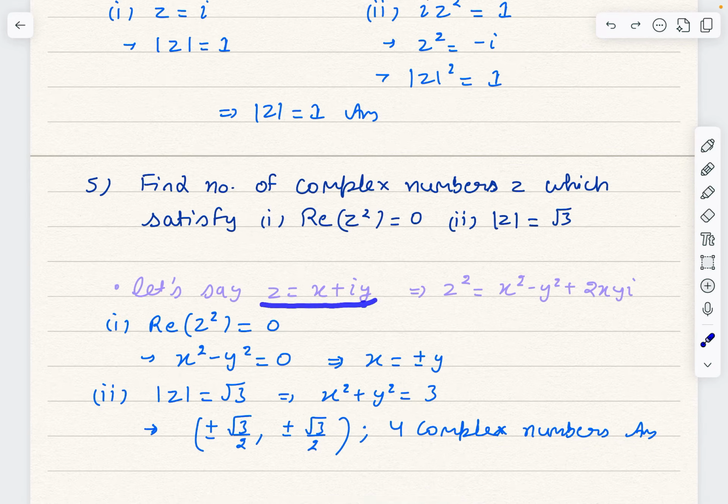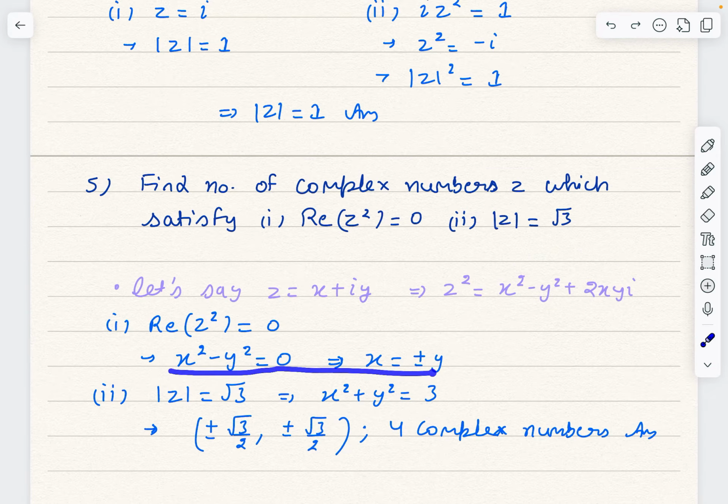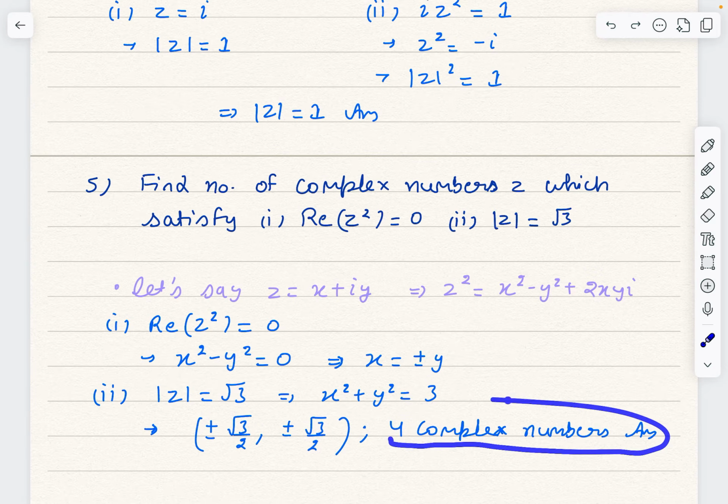Take z equal to x plus iota y. So z square will be x square minus y square plus 2xy iota. Real of z square is 0, so x square minus y square is 0, so x will be plus minus y. And mod z is root 3, so x square plus y square will be 3 also. So you get x could be plus minus root 3 by 2, y could be plus minus root 3 by 2. All the possible combinations will be there, so we'll get 4 answers.